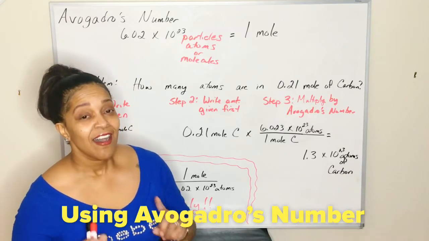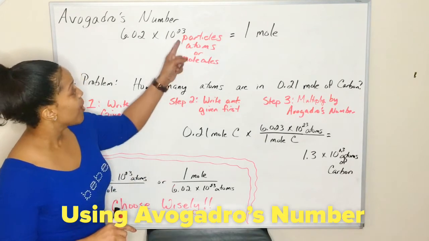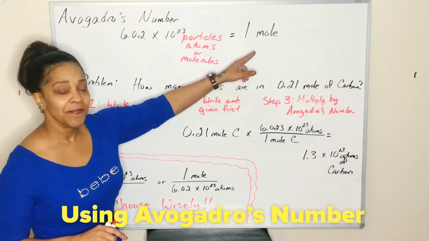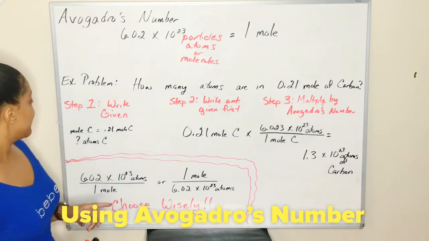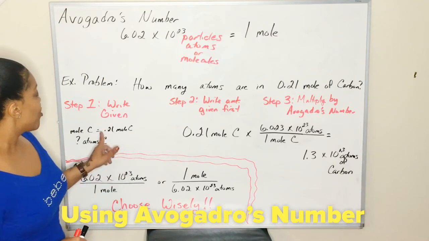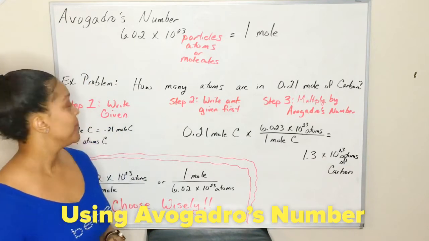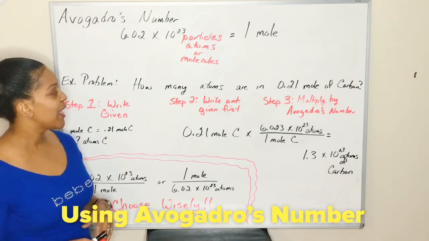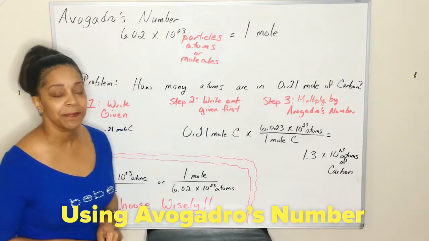So yes, Avogadro's number can be used to convert from particles, atoms, or molecules to moles. How do we do that? Recall in the last problem that we found out that we have 0.21 moles of carbon in 2.5 grams. Now, our next question was, how do we determine how many atoms are in that number of moles of carbon?